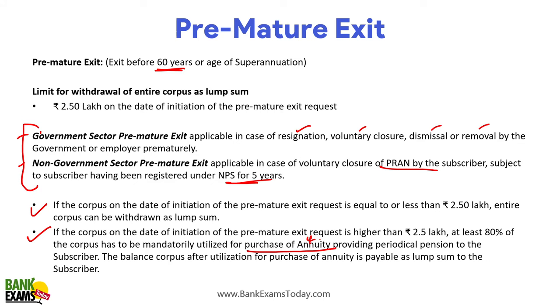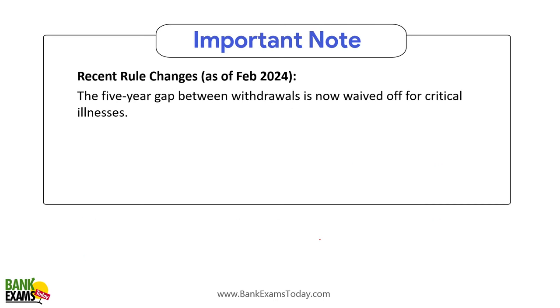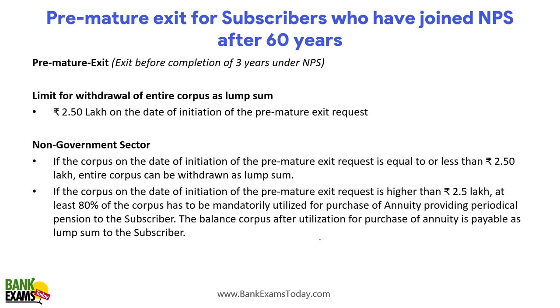Invest your money lump sum. 80% of your money is going to annuity so that you are going to get a pension every month out of it. Okay. So 80% of the money has to be used for annuity in that case. 5 year gap between withdrawals is waived off for critical illness that I have already explained.